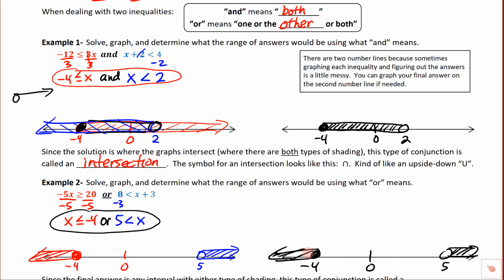So the answers would be anything less than -4 or anything bigger than 5. 5 is not included in the answers, but -4 is included in the answers.